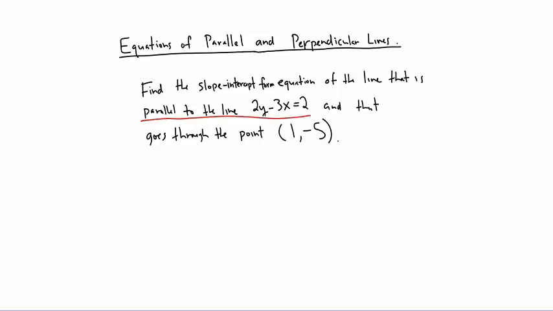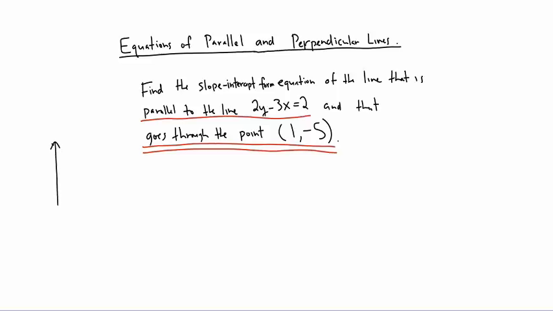2y minus 3x equals 2. And secondly, our line goes through this point, 1 comma minus 5. So how do these two properties help us in coming up with an equation? Specifically, how does this first property, the fact that it's parallel to that line, help?